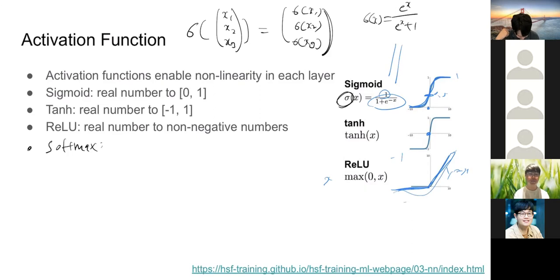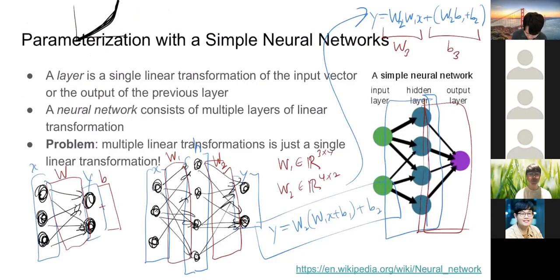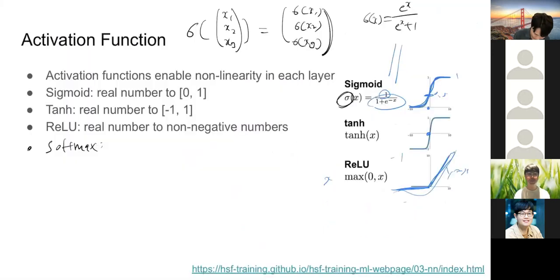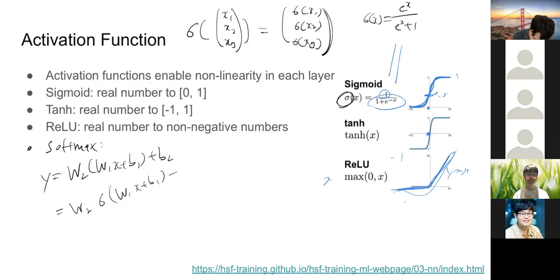And by just putting this on top of the output of each node, you can make it nonlinear, very simple, right? So what I mean is, if you look at the previous equation, y equals w2(w1x + b1) + b2. But if you put an activation, for instance sigmoid, in the middle of the first layer and second layer, then it will be w2 sigmoid(w1x + b1) + b2. And clearly, you cannot make this into a simple linear function anymore because of the sigmoid function.